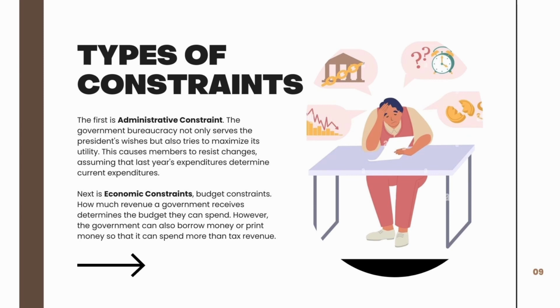Next is economic constraint. There are two types of economic constraint. First, government is tied to the structure of the economy. Therefore, the parameters of the government reaction function implicitly reflect the specific structure of the economy. The second is budget constraint. How much revenue a government receives determines the budget they can spend. However, the government can also borrow money or print it so that it can spend more than tax revenue. Tax revenue is therefore not an absolute constraint on expenditure, but it is still very important because the United States appears determined to use a balanced budget.